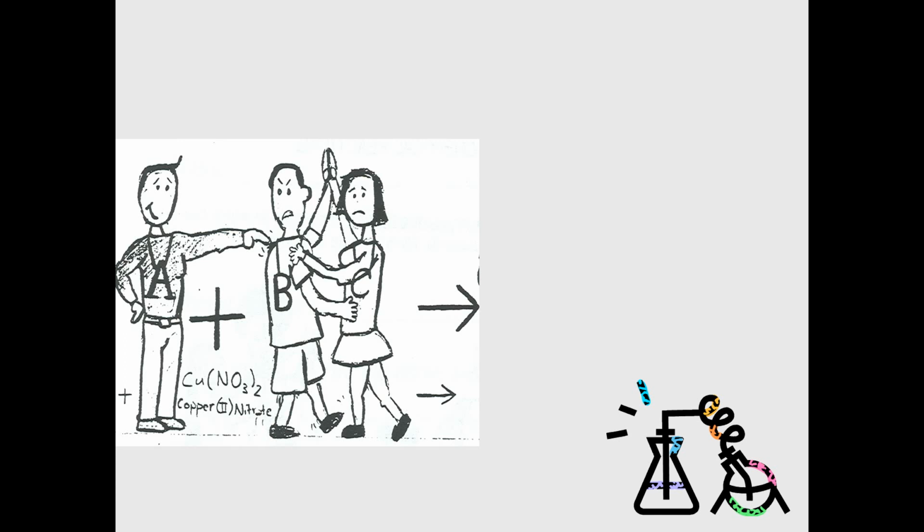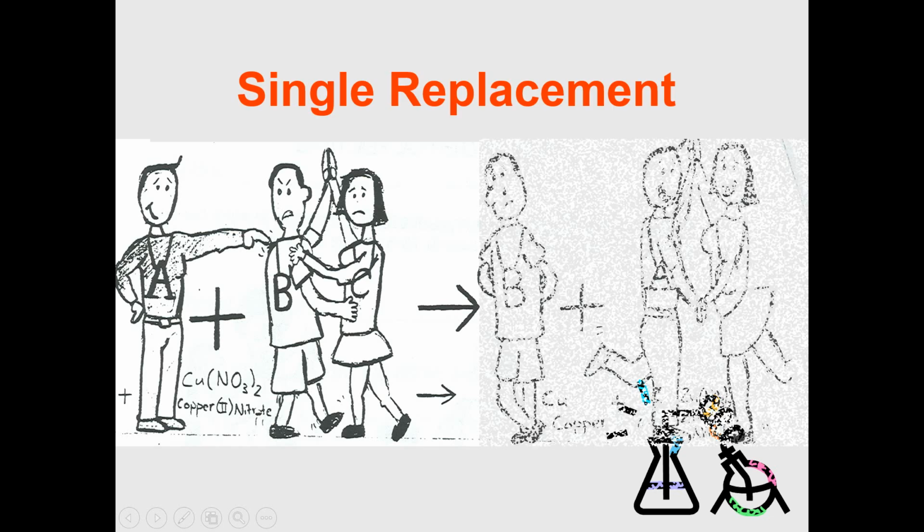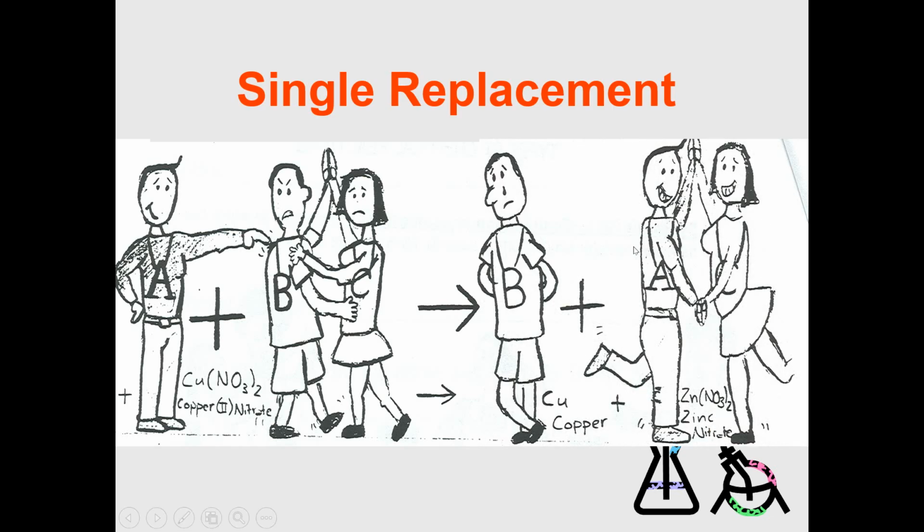In this cartoon example, we have element A coming in and taking B's spot in this little dance here, and B is now all by itself, and A is now paired up with C. So that's an example of a single replacement.